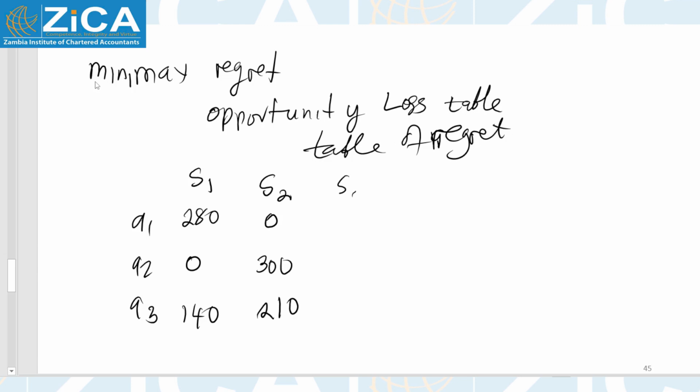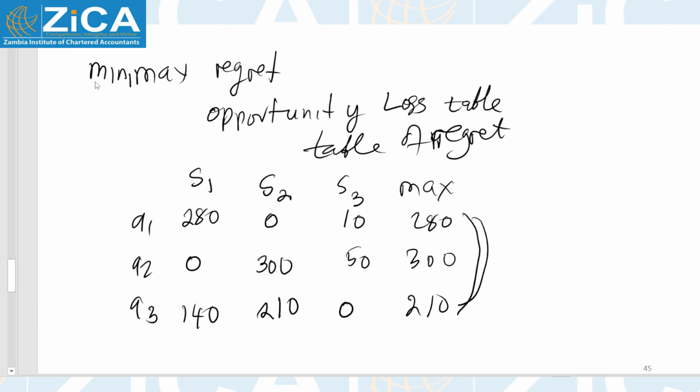Come to S3. For S3, the maximum payoff there is 300. So this will be 0. Then 300 minus 250 will give you 50. 300 minus 290 will give you just 10. Then pick the maximum from there. That will be 280, that will be 300, and that will be 210. These are the maximum payoffs.